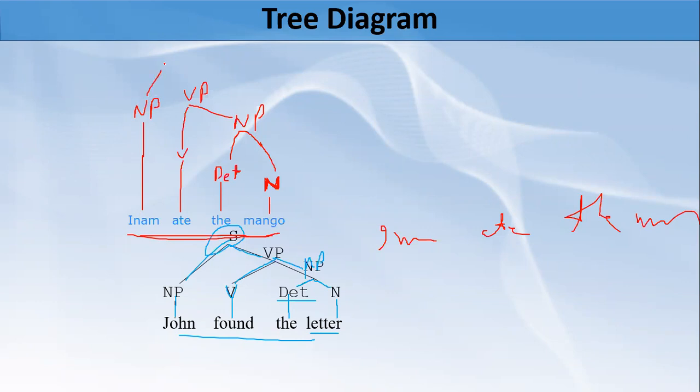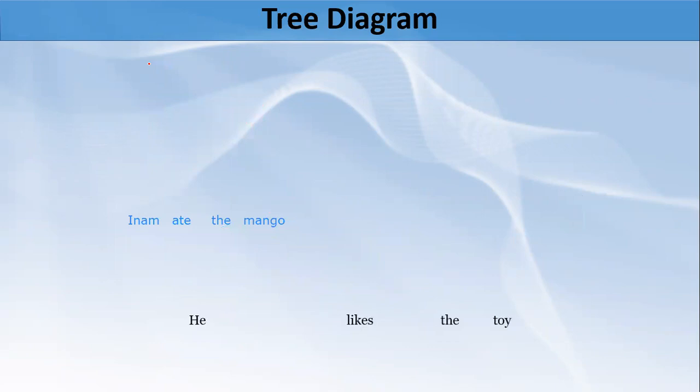As I told you, a sentence consists of a noun phrase and a verb phrase, so this noun phrase and verb phrase combinedly give us a sentence. Fine. So this is how we draw a tree diagram for an utterance. Clear? Now let me remove this writing.